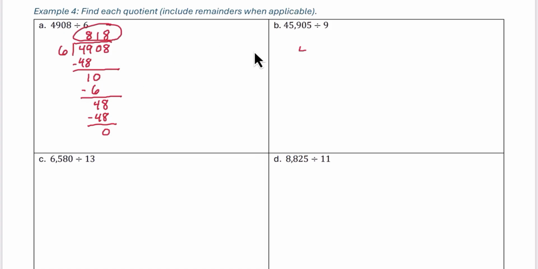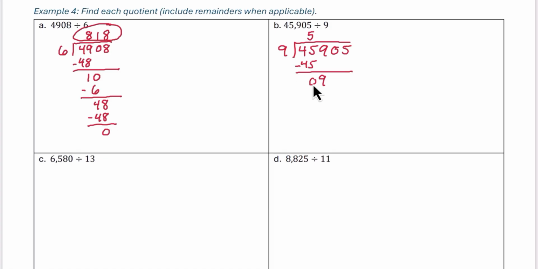Next, 45,905. We'll put that inside the division bracket, and the divisor 9 we'll put on the outside. How many times will 9 go into 4? It doesn't, but then we ask, how many times will 9 go into 45? That is 5 times. Put the 5 in the top, and 5 times 9. 5 times 9 is 45. Subtract, and we get a 0. We bring down the 9.